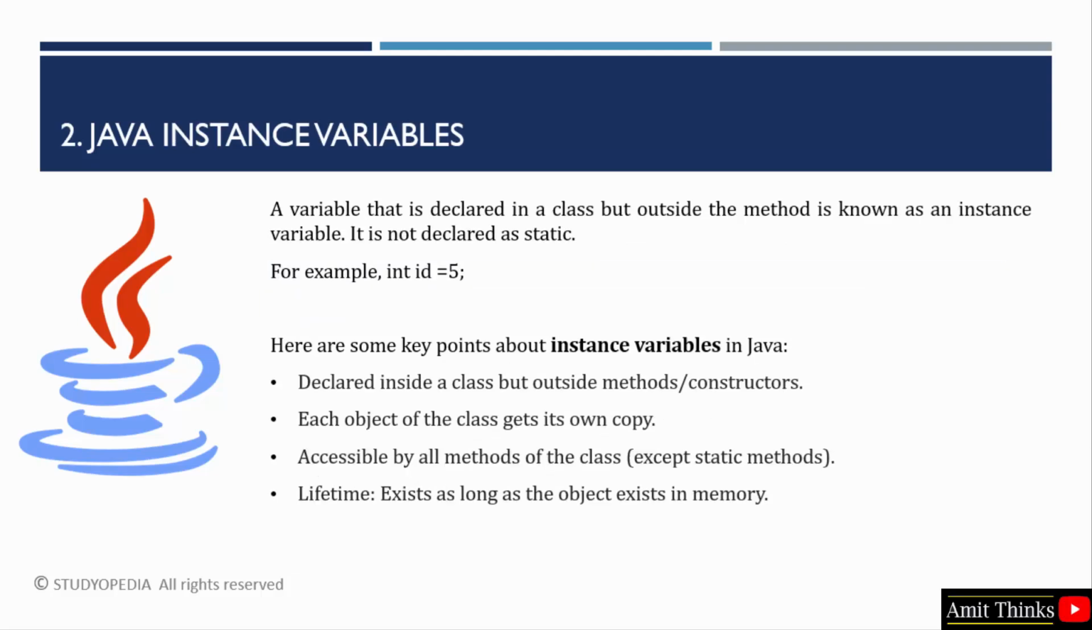Then comes your instance variables. This has a class level scope. It is declared inside a class but outside methods. Each object of the class gets its own copy. It is accessible by all methods of the class except static methods. Its lifetime is that it exists as long as the object exists in memory. So this is how we can create an instance variable, but later on we will also see a complete example to understand all the three types of variables.